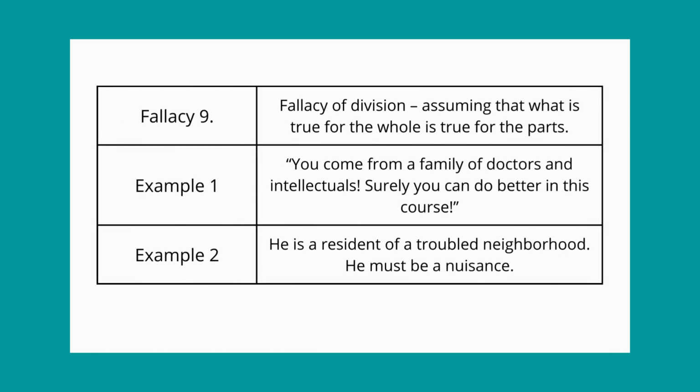Fallacy 9. Fallacy of division. Assuming that what is true for the whole is true for the parts. Example 1. You come from a family of doctors and intellectuals. Surely you can do better in this course. Example 2. He is a resident of a troubled neighborhood. He must be a nuisance. Fallacy of division is also common among us. We usually apply to a part what is true for the whole, as in the two examples.